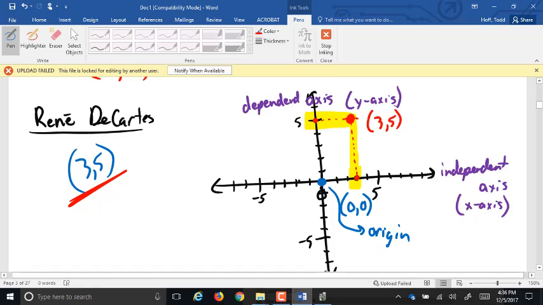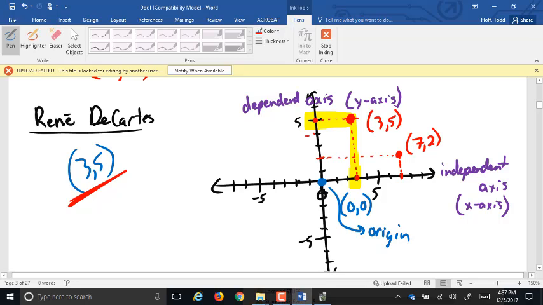So if I put some points on here, what would that point be right there? What coordinate would it be? 7, 2. Perfect. 7 on the x-axis. We go along the x-axis first, and 2 on the y-axis.